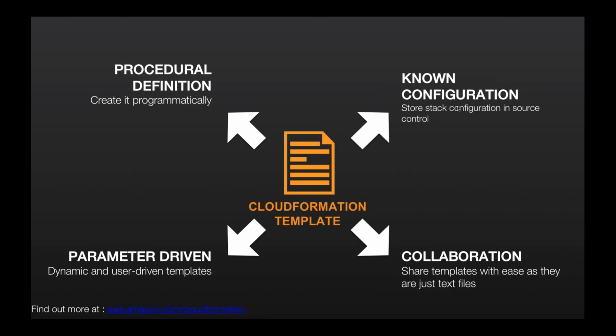It is a known configuration, so if you store your CloudFormation template in a version control repo, such as a Git repo, you can keep track of your infrastructure just like you keep track of your application code. And so you can roll back, for example, to an old template if you need to. And lastly, because it's a text file that you can share, it's easy to collaborate. You can send another team a copy of your CloudFormation template. You can post it online if it's a public template. So it's really easy to get quickly reproducible environments that you can share with others on your team.